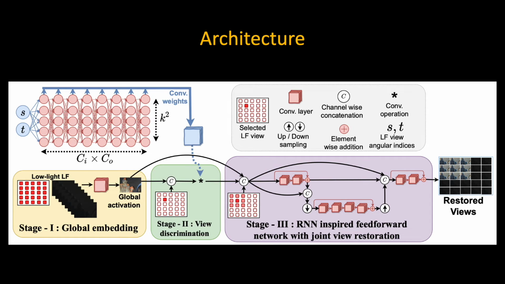A unique characteristic of our design responsible for fast and lightweight restoration is that each forward pass can restore 9 views. Thus, opposed to existing methods, it requires only n square divided by 9 forward passes to restore all the n square light field views.